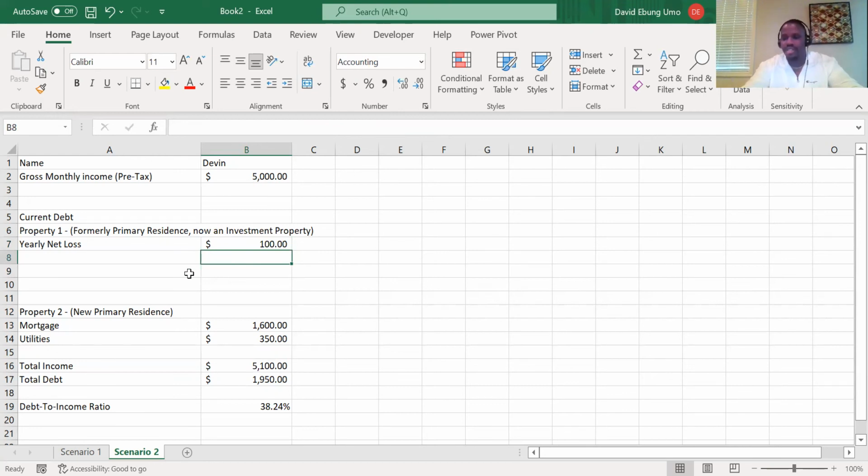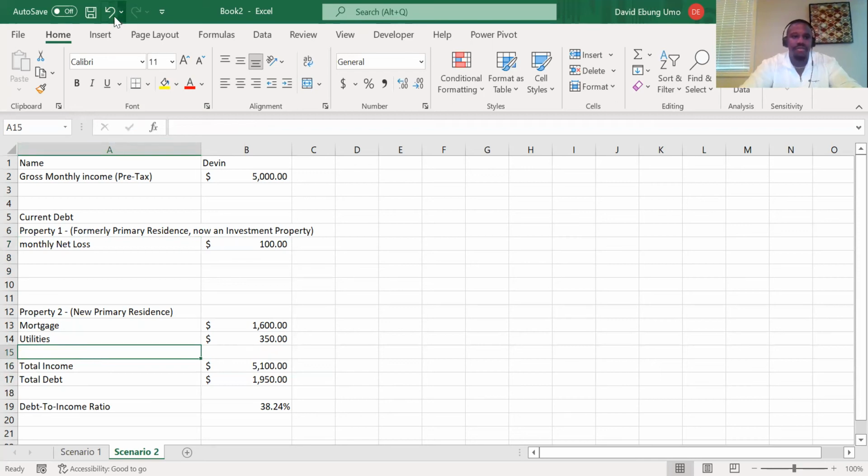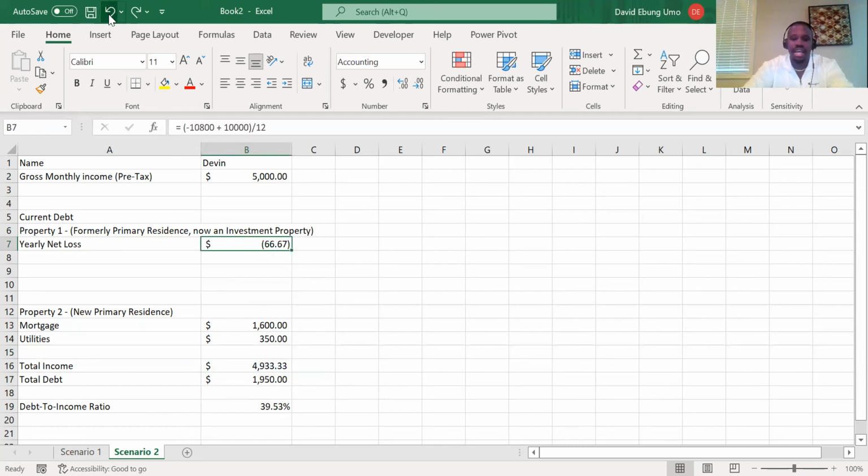So that means he had, going back to the example, $1,200 a year profit, so a monthly profit of $100. Rather, his total income will be $5,100, right? This should not be yearly. This should be monthly because we're dividing by 12. My apologies. Okay, so now, again, just flipping back and forth, scenario one, he had the monthly loss of about $67, and that made his DTI 39.5%.